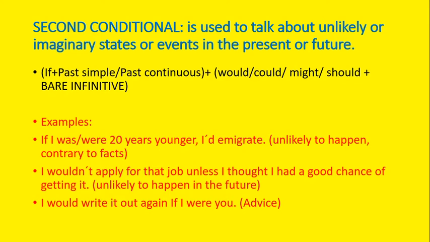That is the main clause. Unless I thought I had a good chance of getting it. Unless I thought I had a good chance of getting it, that is the unless or the if clause where we can appreciate the past simple. Okay? Then, the third example, I would write it out again if I were you.